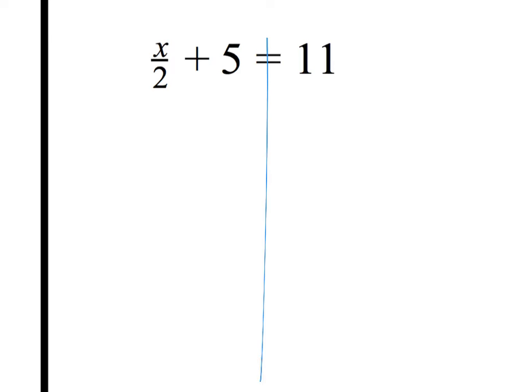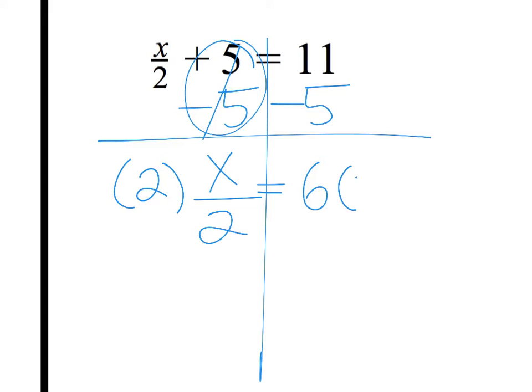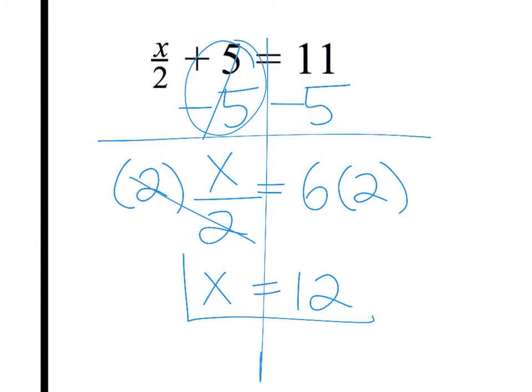So we're going to start with subtracting 5. Not 6, 5. 5 minus 5 is 0. Rewrite your equation. That would be equal to what, guys? 6. And we're going to multiply by 2. 2 divided by 2 goes to 1. So your final answer should be 12.